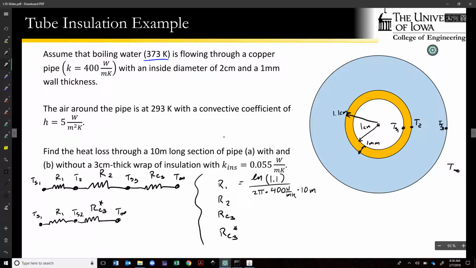Okay, so this is going to work out to a number of... okay, then R2, we'll just wait till the very end to add them all up. R2, that is, so if this is R1, R2 is the resistance of the insulation. Similar thing here, but this is going to be ln of, now if it's 3 centimeters thick, that's going to be 4.1 over 1.1, divided by 2 pi times 0.